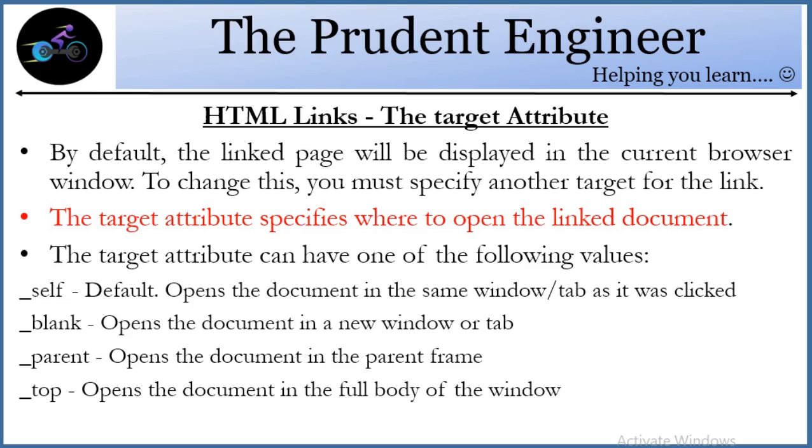Okay, the next thing is the target attribute. The target attribute basically specifies where you want to open the window. By default, the link page will be displayed in the current browser window. If you want to change this, you have to define a target attribute. The target attribute can be self, blank, parent, or top. Self means it will open in the same window in which you are working. If you define target as blank, it will open a new window, same as parent and top.